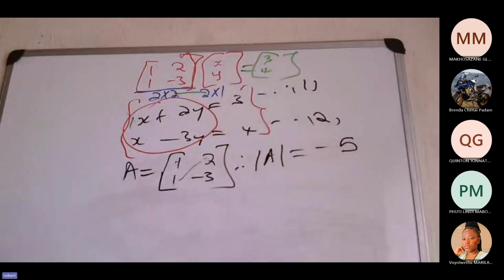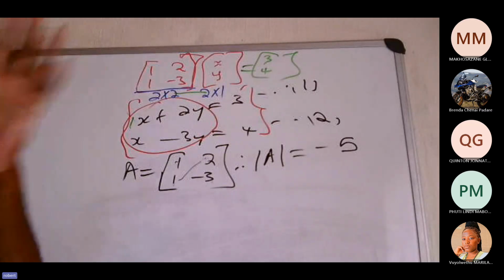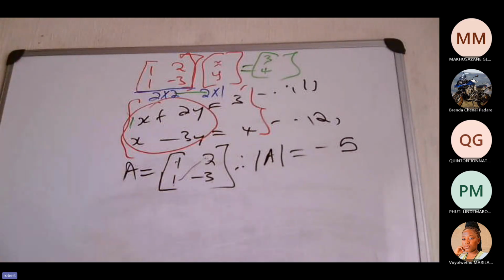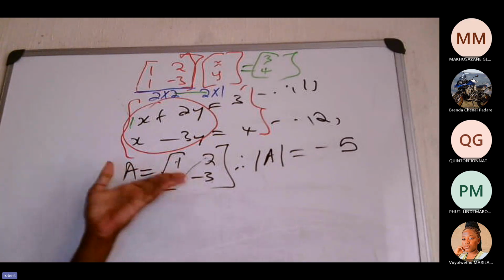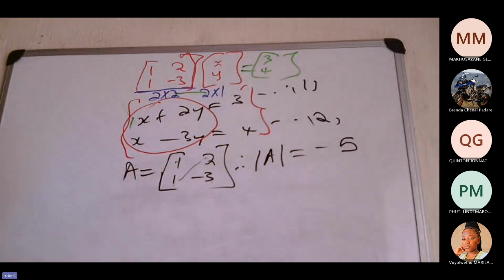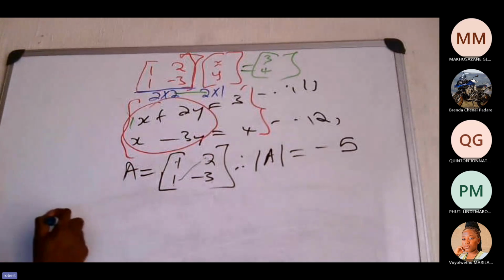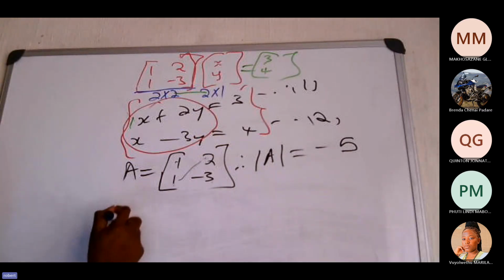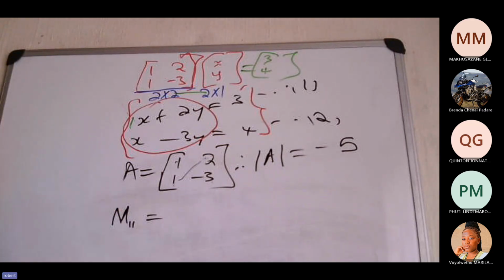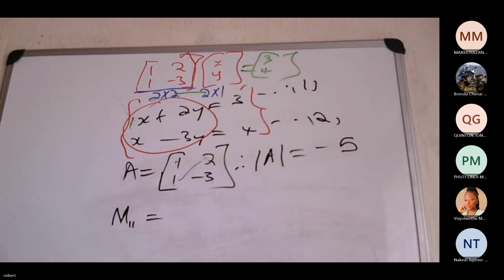But in general, let us just do it the general way, because our next example will be a 3x3, where this shortcut is not applicable. Therefore, let us just use that long approach. First of all, remember, we must now find the minor.